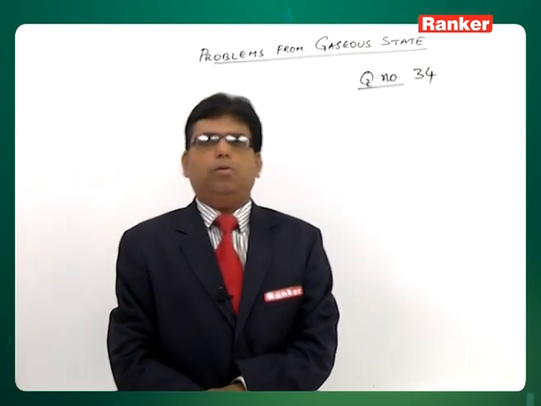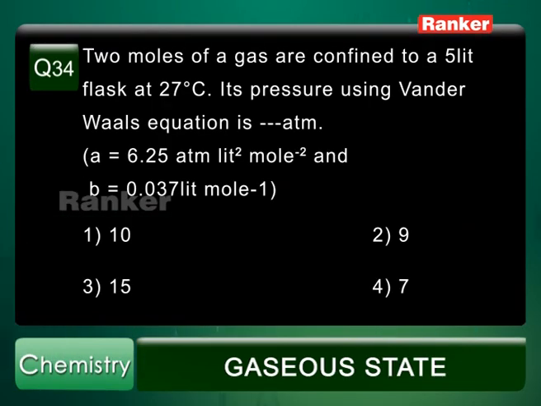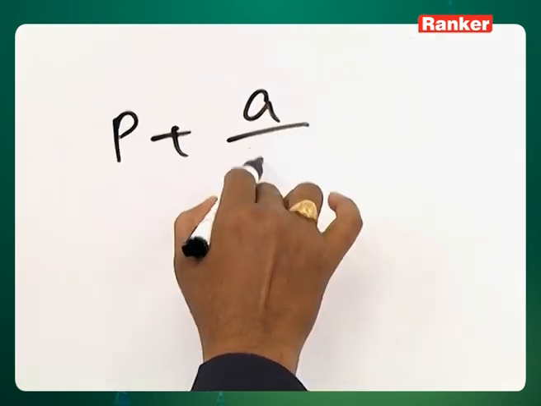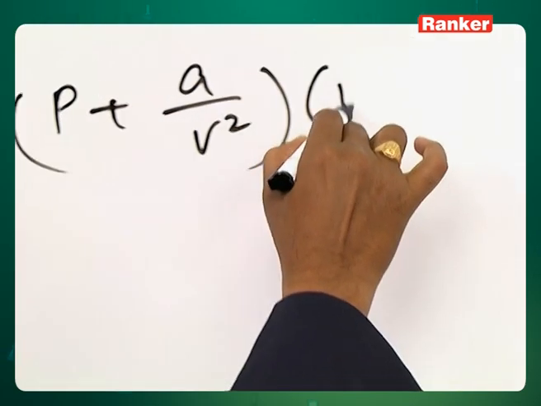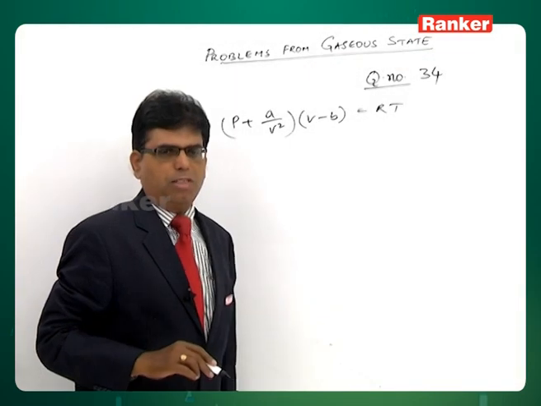Now, let us go to question number 34. 2 moles of a gas are confined to a 5 liter flask at 27 degrees Celsius. Its pressure using Van der Waals equation is dash. A is given, B is given. So, using Van der Waals equation, it is P plus a by V square into V minus b is equal to RT. This is the Van der Waals equation.